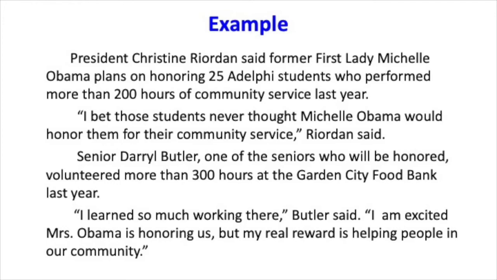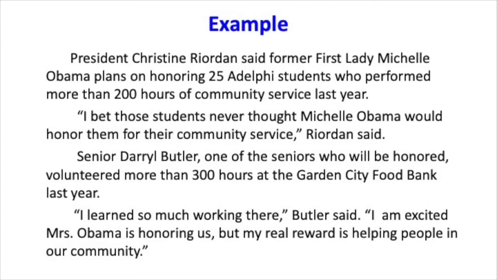Now, this is a hypothetical story, not an actual story that got published. But let's pretend that Michelle Obama, the former First Lady of the United States, decided to visit campus to honor students involved in bettering the community. A story about that might read something like this.